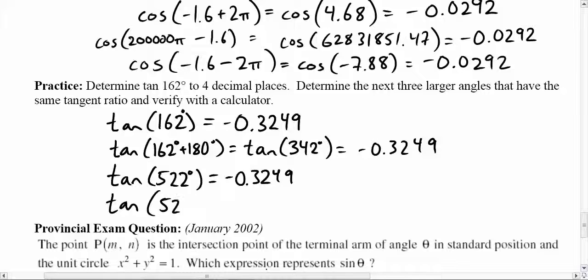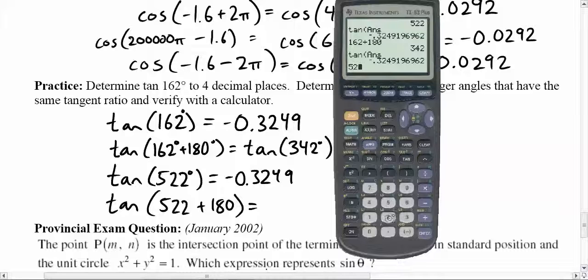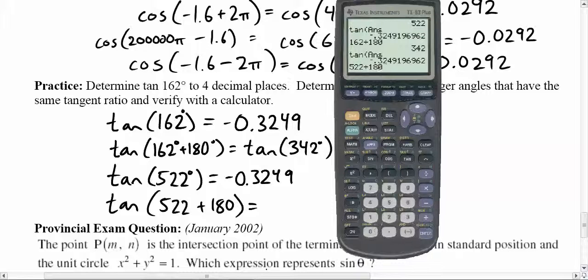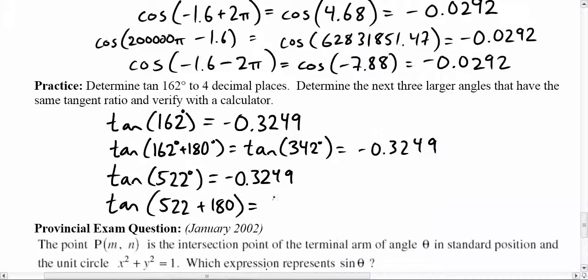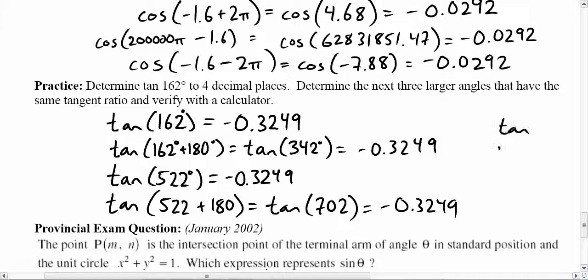So I can just take the previous angle and add 180. And you get the same answer. So tangent of 702 is also negative 0.3249. And that's because tangent repeats every 180 degrees.